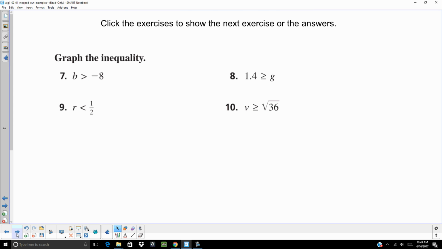All right. Take a second. Try these 4 on your own. Hit pause when you are ready to check your answers. Hit pause again. I'll give you a hint on number 10. You might need to take the square root of 36. Go for it.